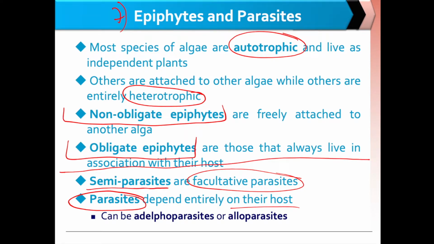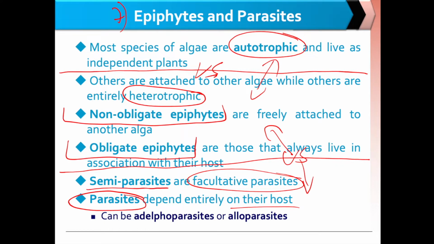So, kumbaga, ayan. Itong dalawang to, sa taas, si autotrophic at versus heterotrophic, magkaiba yan. Yung epiphytes versus parasite, no? Epiphytes versus parasite, magkaiba. Autotrophic versus heterotrophic, magkaiba yan. Pag parasite, meron pa tayong dalawang klase. Meron kang adelpo parasites, meron kang alloparasite.